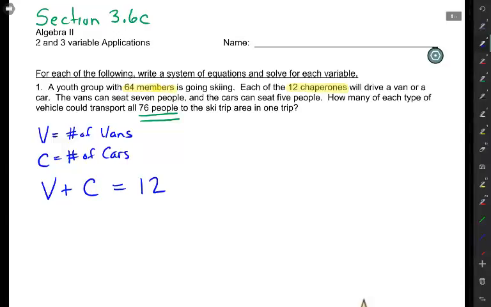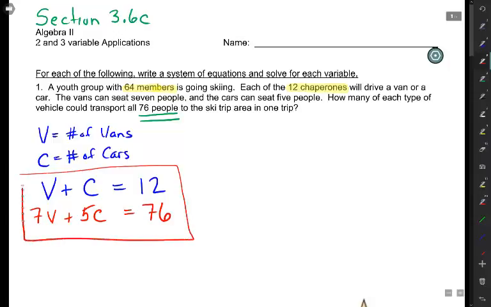Now, second equation. Second equation is a little fun, I think. It has to do with 76. Can you think of what relates to 76? 76 is the number of what? People. How many people fit in one van? 7 people fit in a van. How many people fit in a car? 5 people fit in a car. I have 2 variables. I have 2 equations. I can now start the problem.